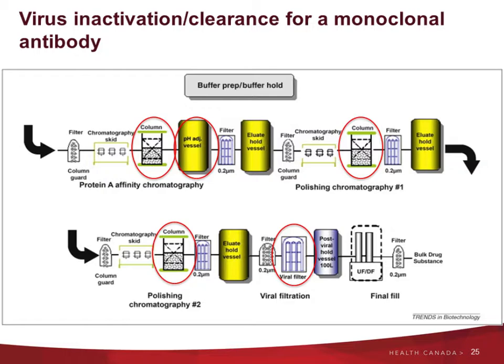Now, there's some flexibility along the way where to incorporate other virus removal steps. For example, I'll just back up a bit, protein A affinity chromatography could be validated as a viral removal or clearance step. Anion exchange is one of the more robust virus clearance steps that are used. Another polishing step, which could be cation exchange chromatography, could also be used as well.